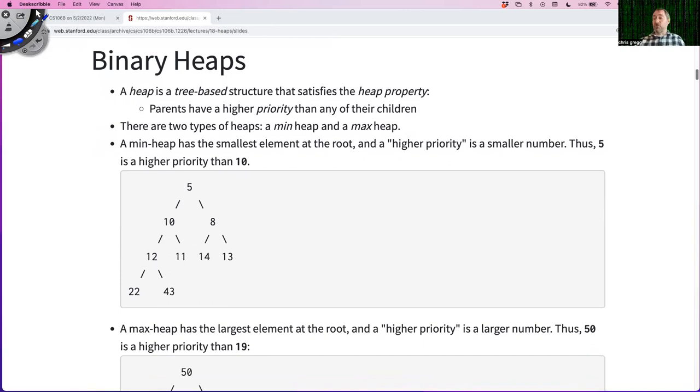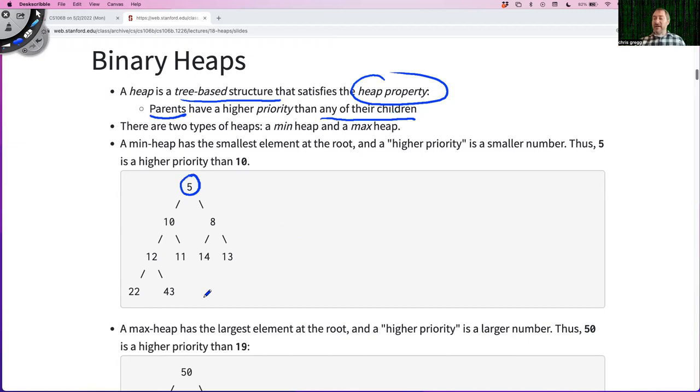It is a tree-based structure, and it satisfies this thing called the heap property. The heap property says, okay, assume that all of your, what we call nodes in the tree, have a number associated with them. That number could be a key, that number could just be a value, but let's just say we're talking about a bunch of numbers put into this heap, and we want to put them in there in a certain way. The heap property says that a parent in the heap always has a higher priority than any of their direct children or grandchildren, as it turns out.